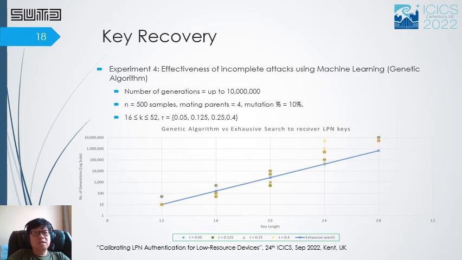In this experiment, the total number of samples is not relevant, but the number of generations that GA is allowed to mutate matters. Given 500 samples on a 4-mating parent with a mutation percentage of 10%, we ran GA across 10 million generations and really could not achieve a key recovery beyond k equals 28. When comparing with a typical brute force guessing, look at the blue line, GA seems to perform poorly in larger key sizes. We suspect this is due to repetitions in mutated solutions as the key sizes went up.